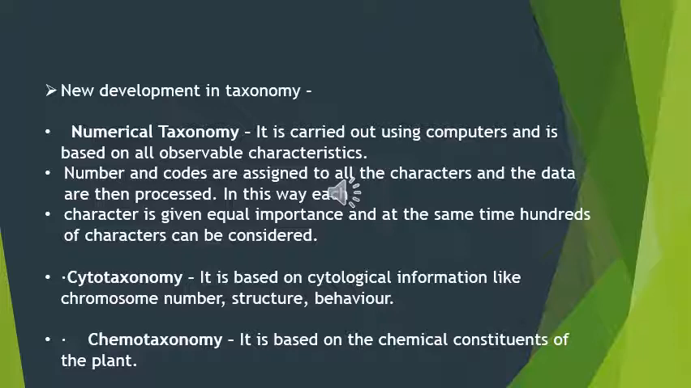So the first one is numerical taxonomy. This uses numeric techniques for evaluation of similarities and dissimilarities between the species. It is carried out using computers and is completely based on observable characteristics. Some numbers and codes are assigned to the characters and then the data is processed. In this way, each character is given equal importance. At the same time, hundreds of characters can be considered.